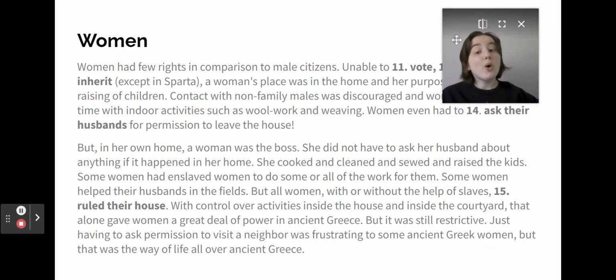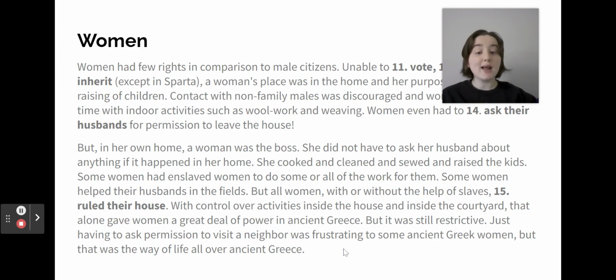But in her own home, a woman was the boss. She did not have to ask her husband about anything that happened in her home. She cooked and cleaned and sewed and raised the kids. Some women had enslaved women to do all or some of the work for them. Some women helped their husband in the fields. But all women, with or without the help of slaves, ruled their house.